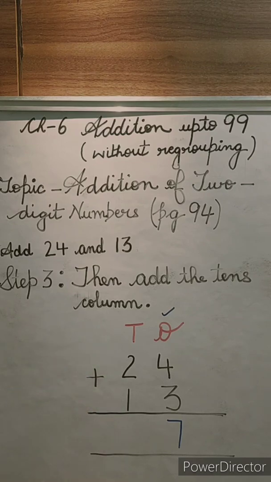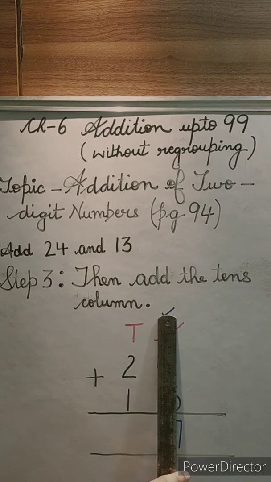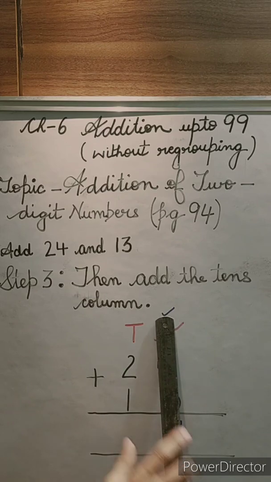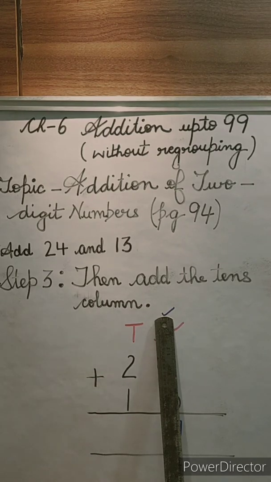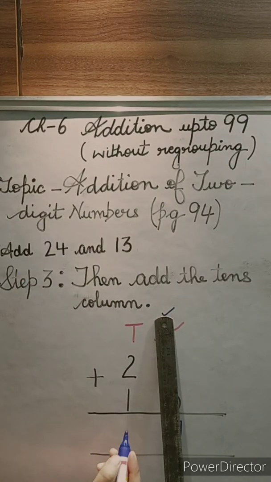Now we have to add the tens column. What is coming in the tens column? 2 and 1. So we have to add the tens column. I am hiding this for a while. Now it is the turn of the tens column. So 2 plus 1. Keep 2 in your mind and 1 on the finger. There's 2 and 3. So what will come here? 3.